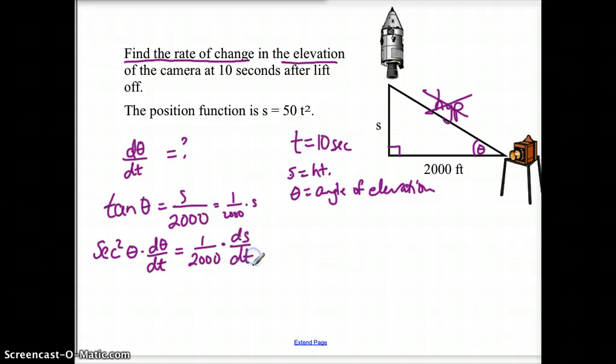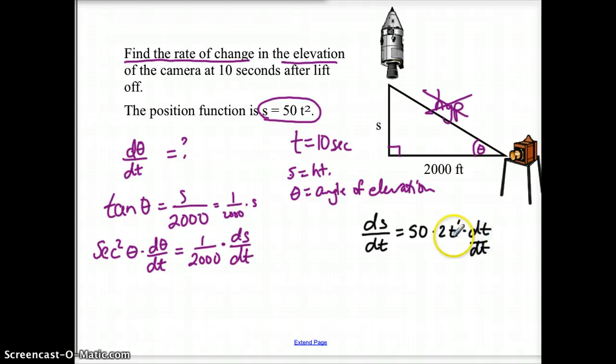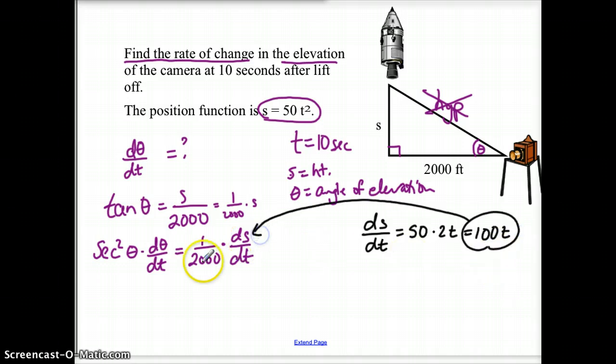Well, we could start plugging in stuff, but we don't know ds dt. So we can find that by taking the derivative of this function here. So 2 times t to the first, and then times, what's dt? The derivative of matches the variable that you're taking the derivative with respect to. That's just 1. That's just not even necessary. So the derivative ds dt is 100t. All right, so that's what we're going to plug in there. After you take the derivative is when you start plugging things in.